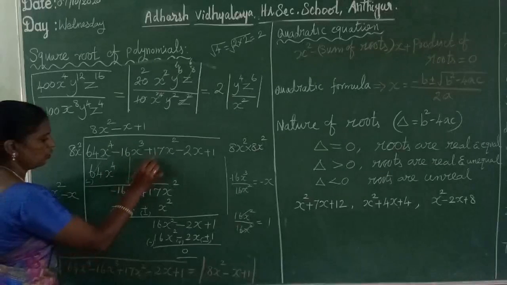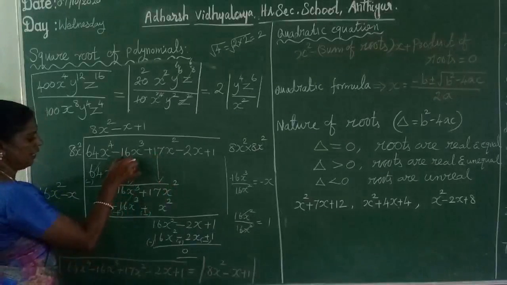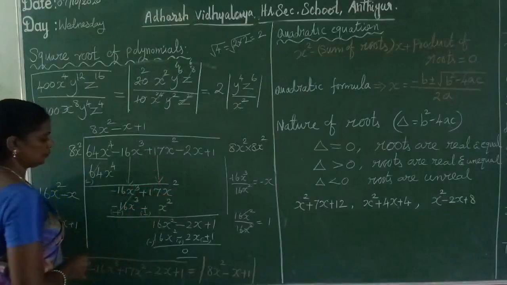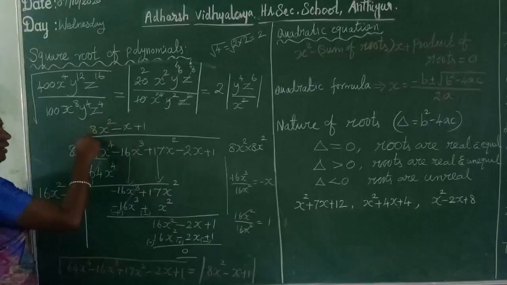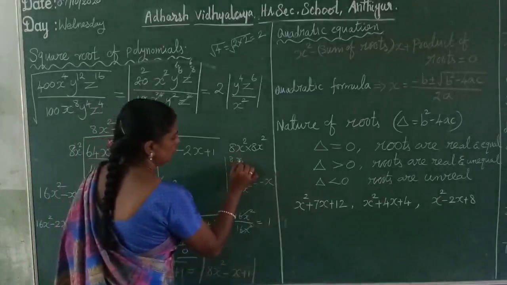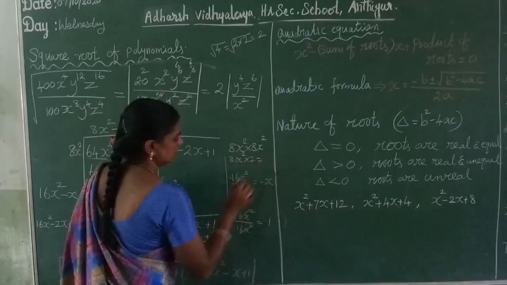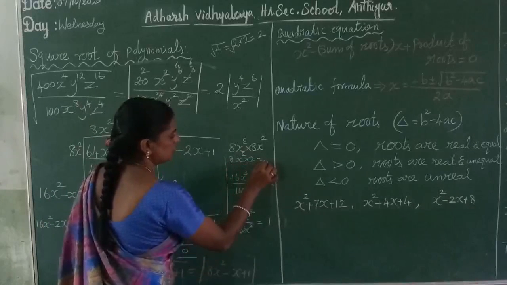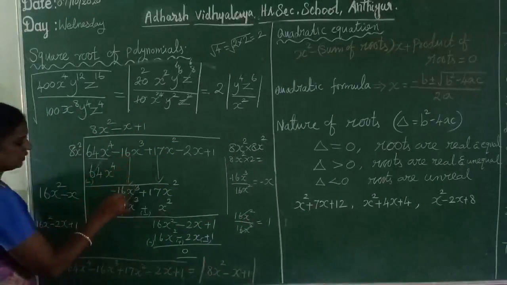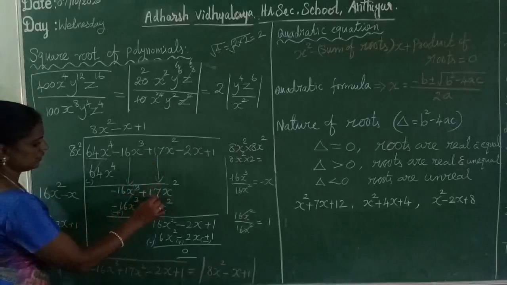Next, bring down the remaining two terms: minus 16x cube plus 17x square. Next, multiply this 8x square term by 2. So 8x square into 2, what is the answer? 16x square. So next we write 16x square. Here we have minus 16x cube plus 17x square.